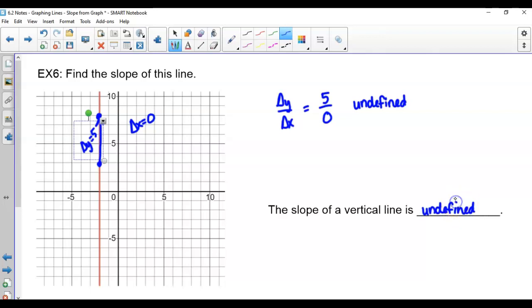And I always tell my students that's because it's so steep you can't possibly describe it. If you have a line that's slanted, you can tell me how slanted that line is. But the steepest possible line you could have is a vertical line, and that line is so steep you cannot even define how steep it is.